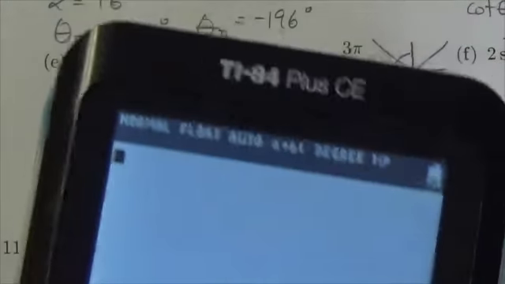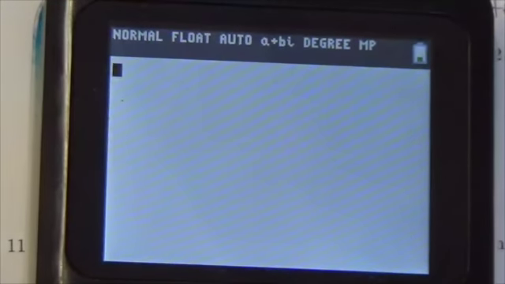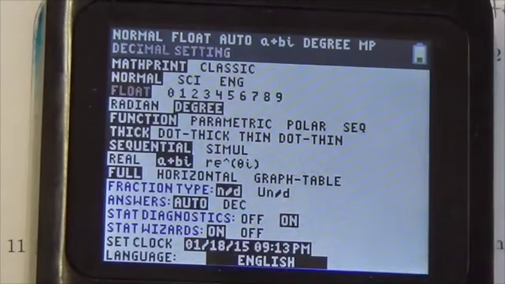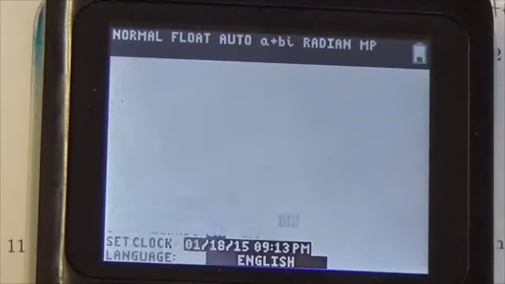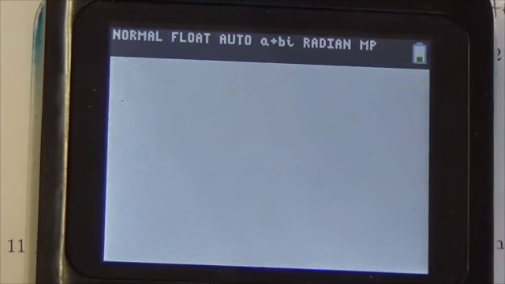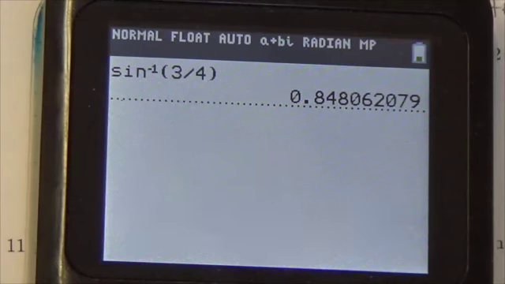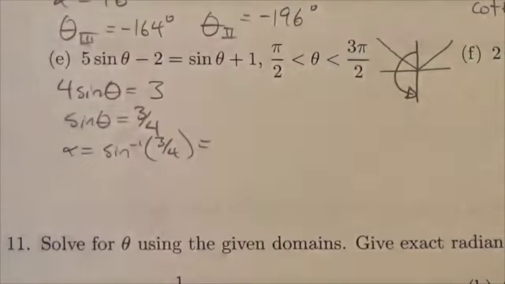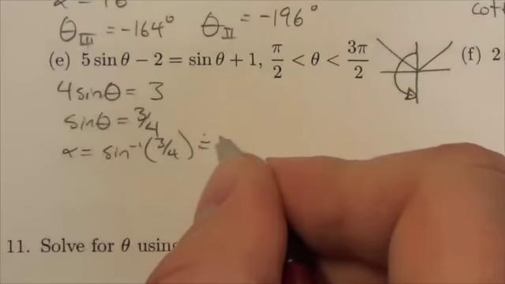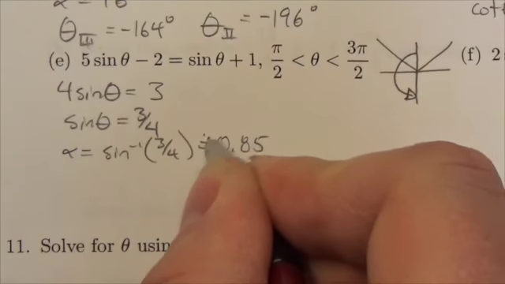Now I want to be in radians. So I'm going to check my mode here, and I am in degree mode, so I'm going to change that to radians. And now I'm going to do the inverse sine, so second sine, because I want an angle. My ratio is 3/4. And I'm going to get 0.85. Now, in this case, we're dealing with radians. I'm going to go to the nearest hundredth. Okay, so it's approximately 0.85.